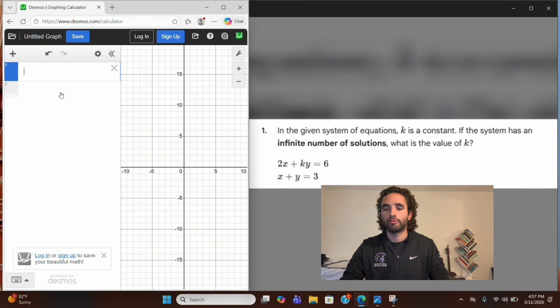Okay, this problem also talks about infinite number of solutions. Like in the last problem, that means these equations are the same. So, without doing any math, without trying to plug this into Desmos, just take a look at this problem and see if you can figure out what k is. If your guess is 2, you're correct.